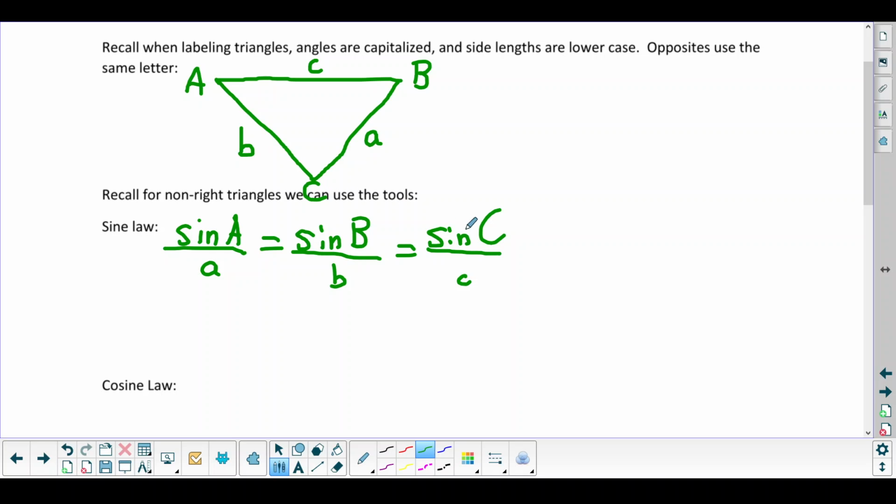And whenever we do this, we only need to use 2 out of the 3 pieces of this equation. So if we know stuff about A and C, we can just get rid of the B and do sine A over a equals sine C over c.